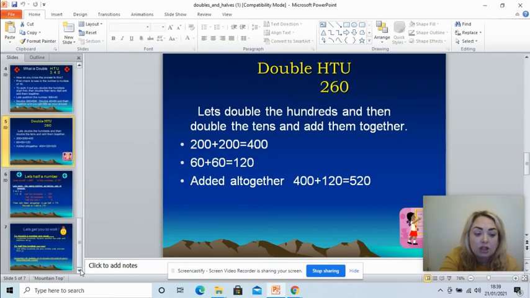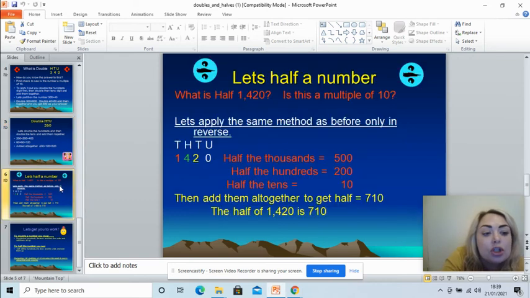520. It's not difficult, guys. You can all do this. Write it down, break the numbers up, branch them out, split them up as you need to, and then add them together. So what about when we halve a number?